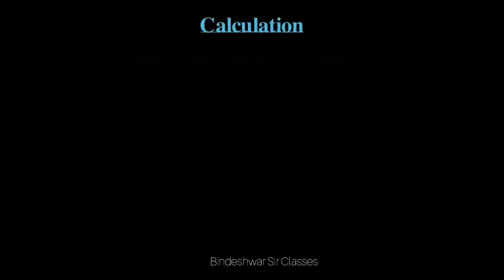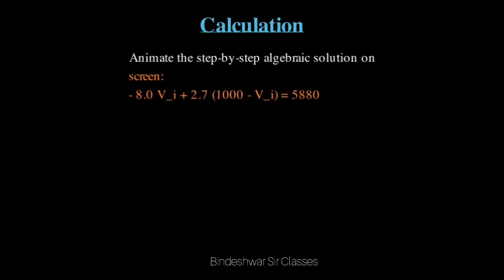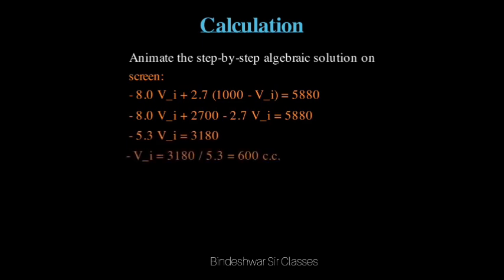We now have a system of two equations. From the volume equation, we can write Va equals 1,000 minus Vi. Let's substitute this into our corrected mass equation. We get 8.0 times Vi plus 2.7 times (1,000 minus Vi) equals 580. Expanding this gives 8.0 Vi plus 2,700 minus 2.7 Vi equals 580. Combining the terms with Vi, we get 5.3 Vi. Moving 2,700 to the other side gives 580 minus 2,700, which is -2,120.